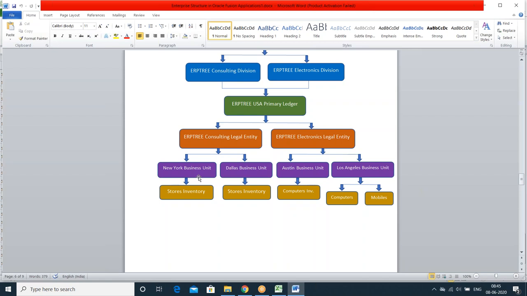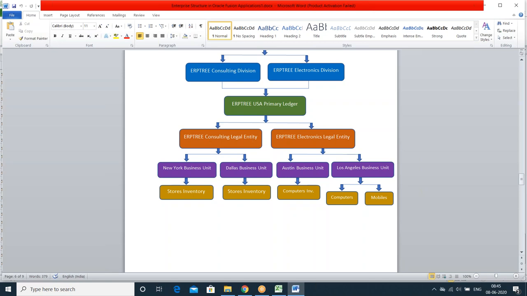They have to maintain separately how much they are spending, how much revenue they are generating, and other business activities. In the same way, the client has one branch in Dallas also to run their business operations. For that, we have to go with a separate business unit. To support those business units, they may have inventories. Since it's consulting, I take it as a stores inventory. They may maintain just some store. It may not be a real warehouse, a stores inventory. I take it since they are into consulting.